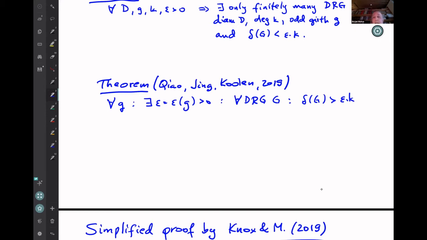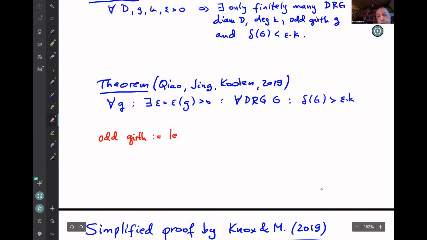So this is independent of the degree. So for all degrees, same epsilon. Epsilon only depends on the odd girth. Just to remind everyone, what is odd girth?